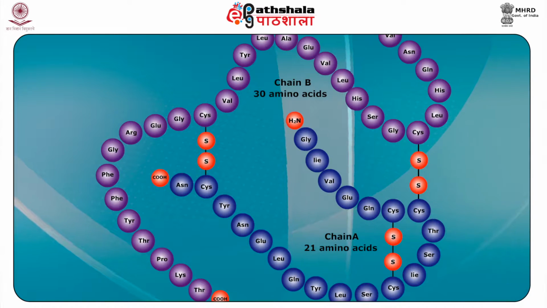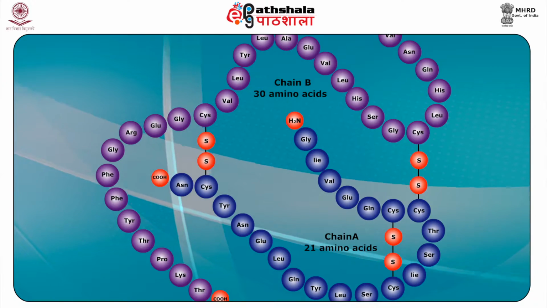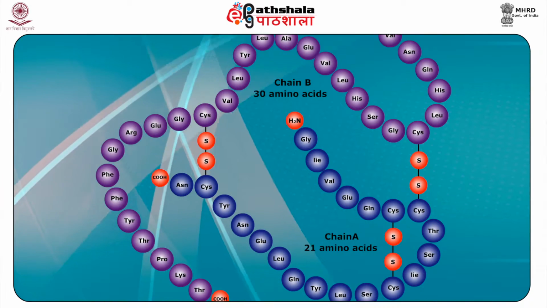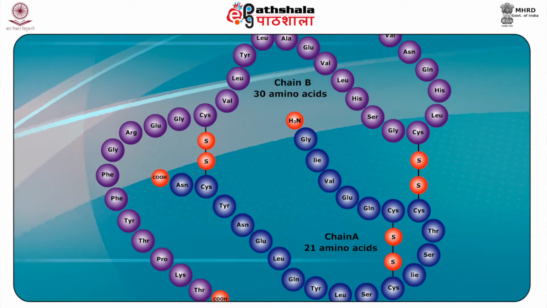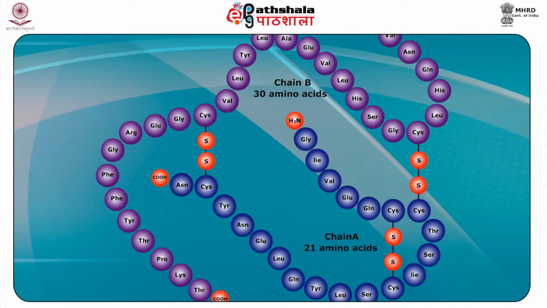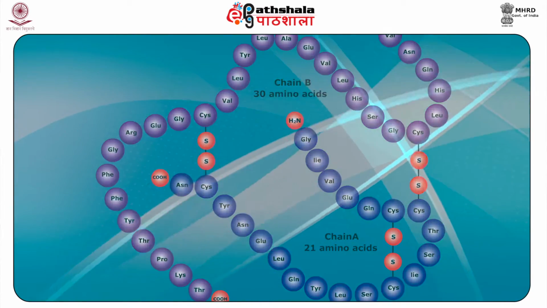Now this A chain, as we have just seen, comprises 21 amino acids, and we can look at what is present at the N terminus: a glycine amino acid. And the B chain, which comprises 30 amino acids, has phenylalanine at the N terminus.